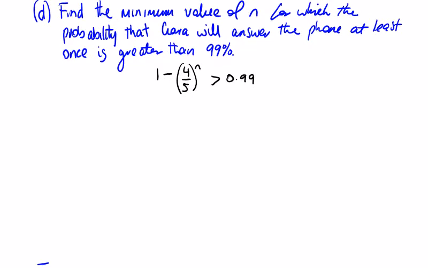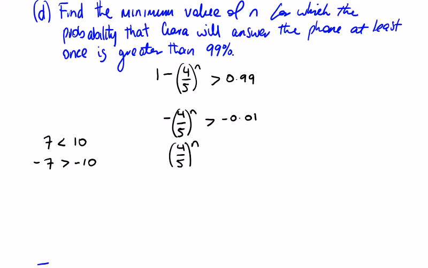Okay, so that's what we want, I'll just do an extra step in here. Minus 4 over 5 to the power of n, if we bring the 1 across, it's going to be 0.99 minus 1, which is minus 0.01. So we know if we change signs within inequalities, what are we going to have to do? We're going to have to reverse the symbol. So 7 is less than 10, but minus 7 is greater than minus 10. So if we multiply by minus 1, we need to reverse that symbol. So 4 over 5 to the power of n is going to be less than 0.01.